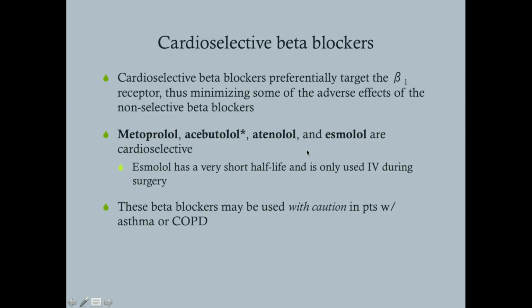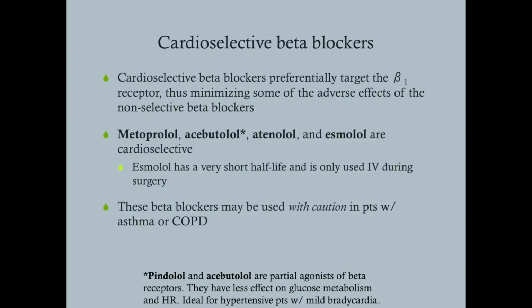Esmolol stands out in that it's got a very, very short half-life. We're talking like 5 to 10 minutes. And it's only used IV, and that would be during surgery. Esmolol is only given in surgery, and when it's given, it's for intraoperative hypertension. These beta blockers can be used in patients with asthma or COPD, but you need to be very careful. They do have some beta 2 activity. However, in low doses, they're generally pretty safe for these patients.